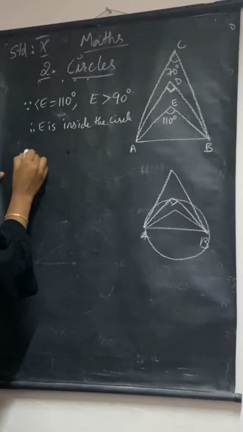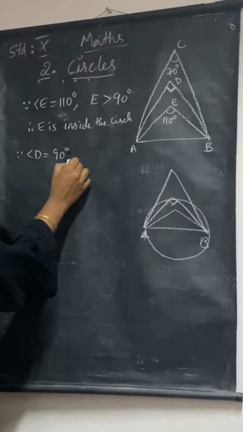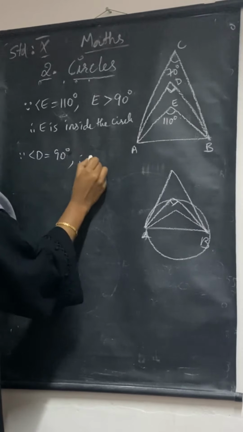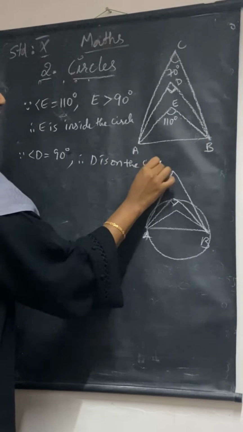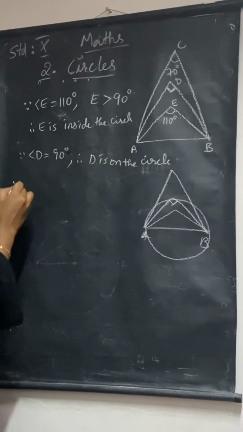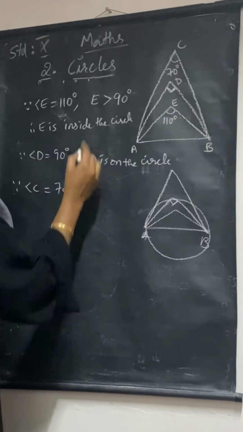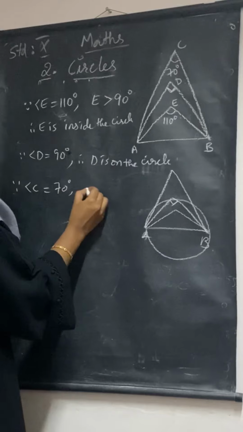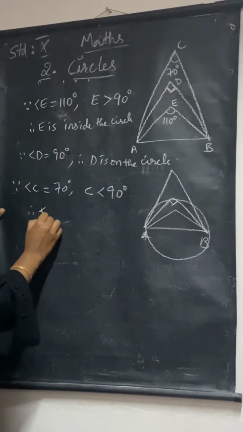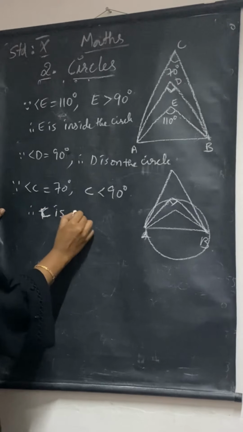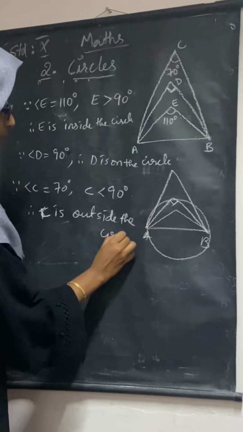In the same way, since angle D is 90 degrees, it will come on the circle. Therefore, D is on the circle. Now, the last one, angle C. Since angle C is 70 degrees, that will be less than 90. So, C is less than 90 degrees. That you can say as the reason. Therefore, C is outside the circle. So, this is the answer for this question.